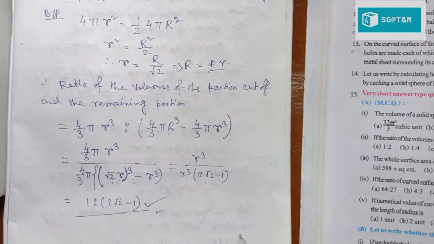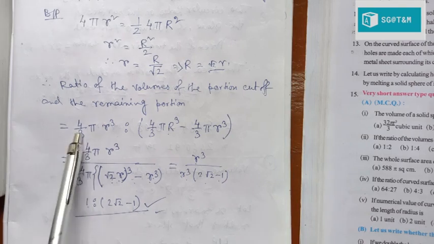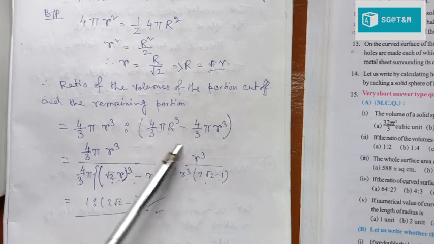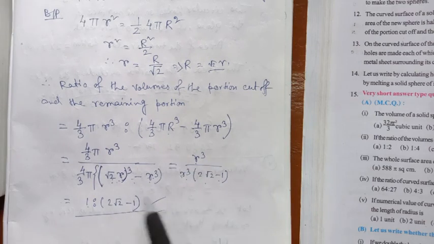There, this is the ratio of the volumes of the new sphere and the remaining portion of the previous sphere. Okay, that's enough.